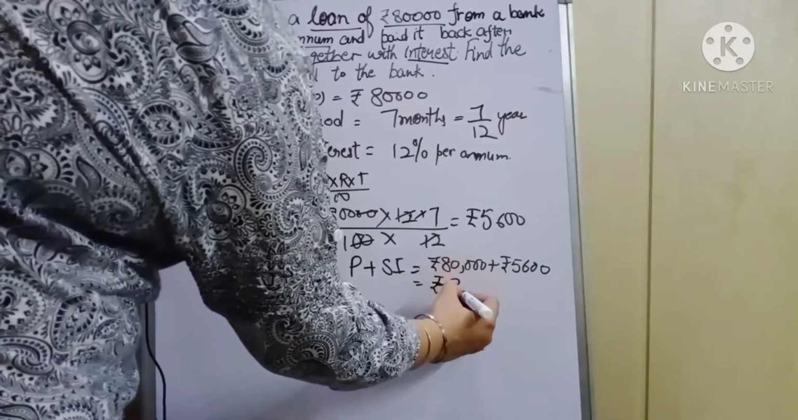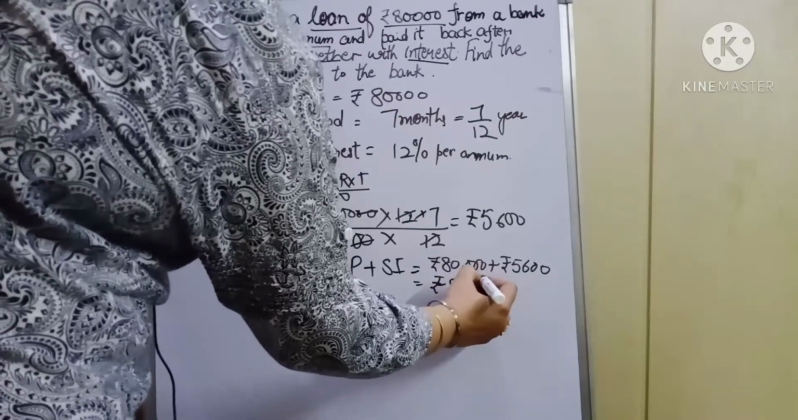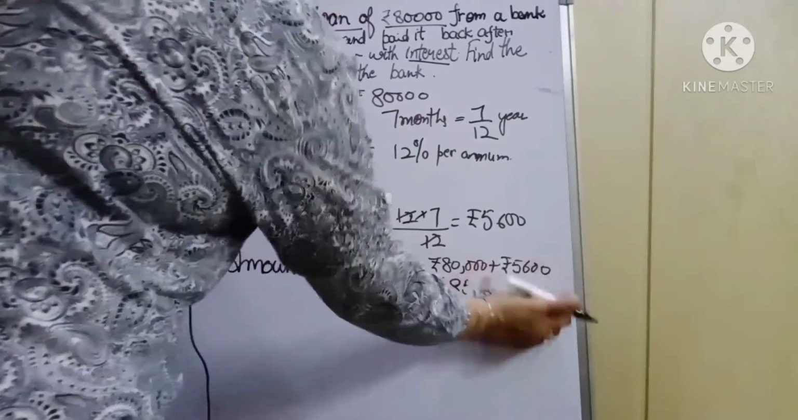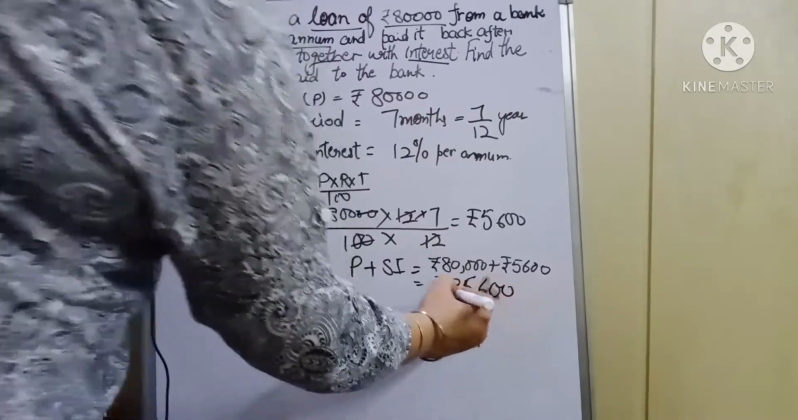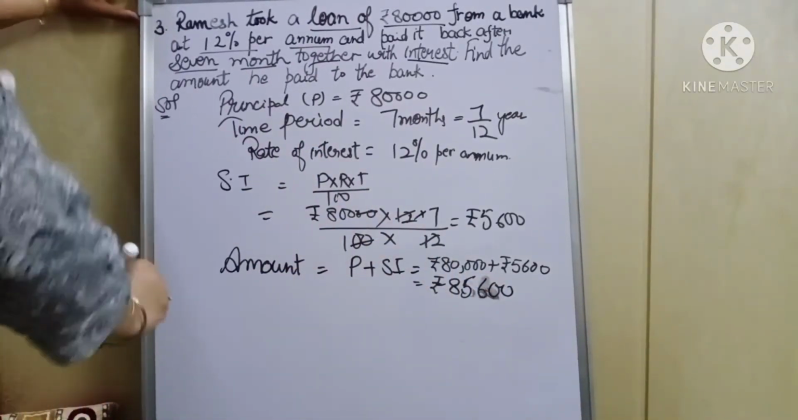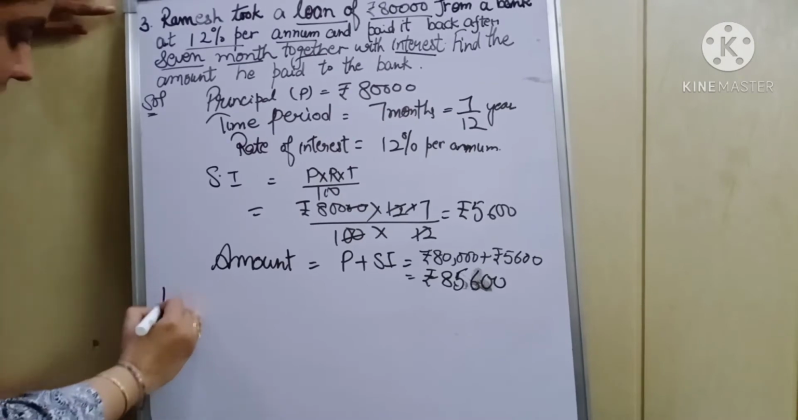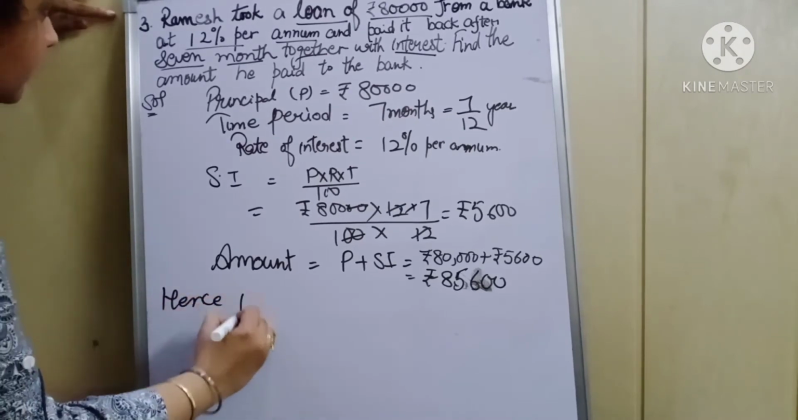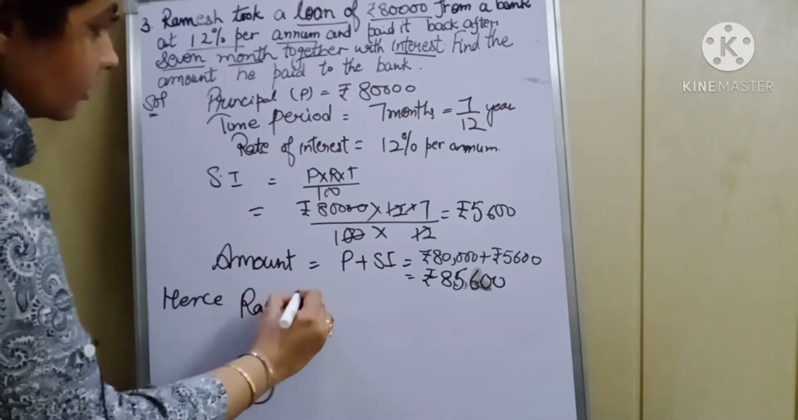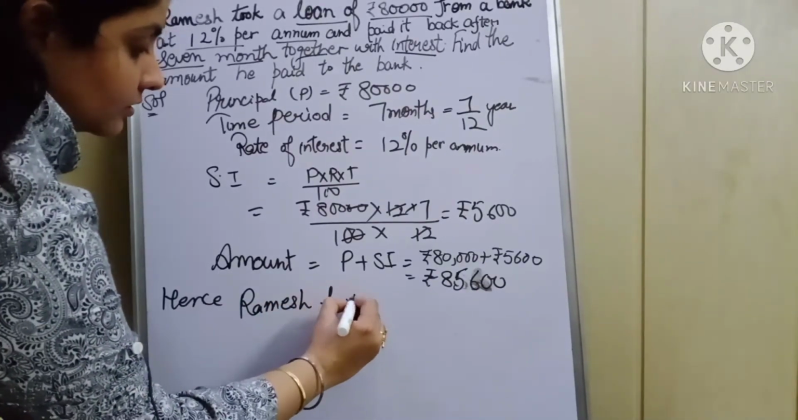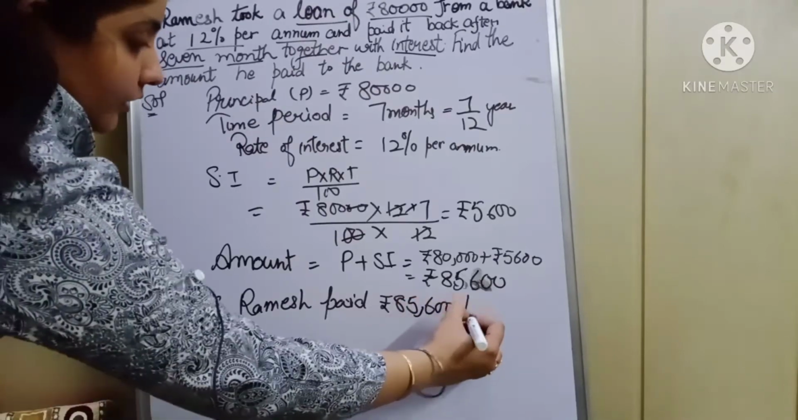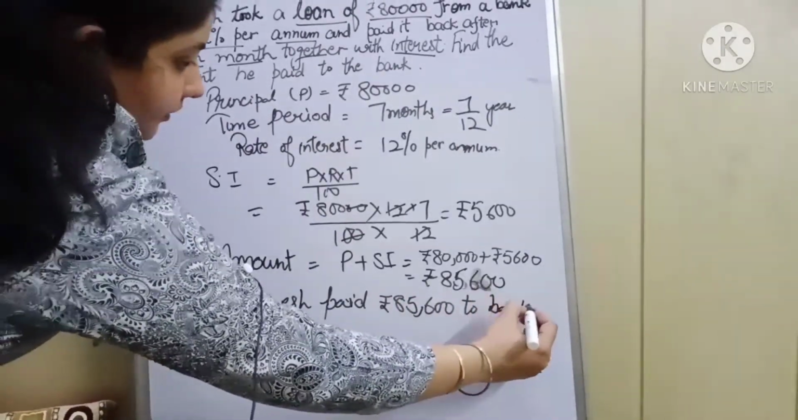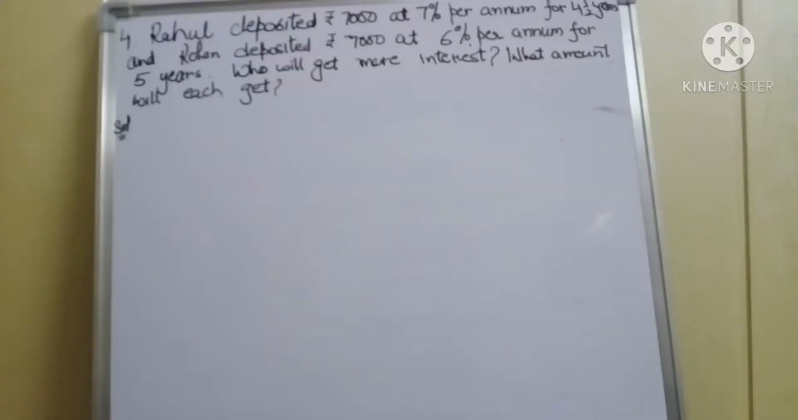When you are going to add 8,560, 85,600. Hence Ramesh paid rupees 85,600 to the bank. Solve sum number 4.